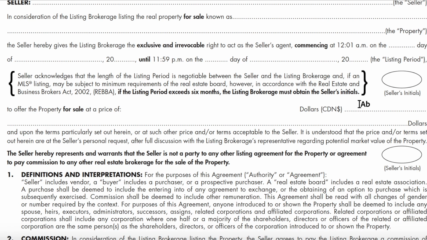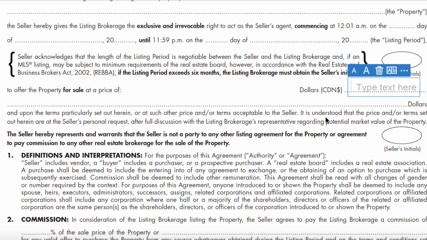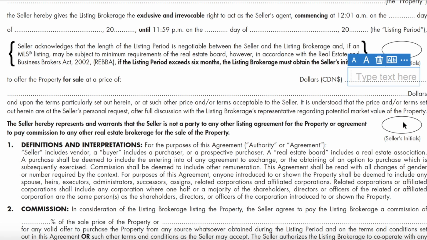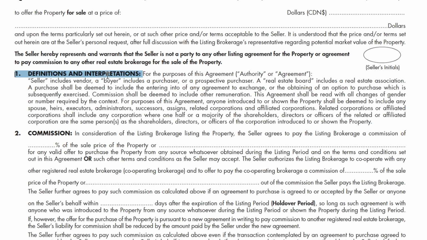Under that, we have the price agreed to list the property at, and initials required stating that the seller represents and warrants that they are not a party to any other listing agreement. So you would get them to initial here, and below that, we start our first pre-printed clause. Some of these pre-printed clauses we have seen before in the agreement of purchase and sale or the buyer representation agreement, but a lot are unique to this form, plus repetition is great for memorization, so we'll go through them all. 1. Definitions and interpretations.